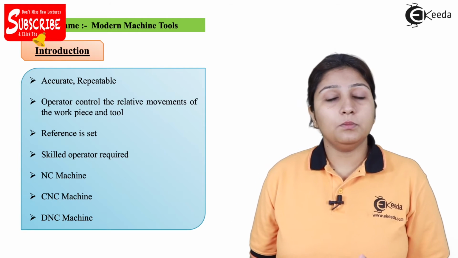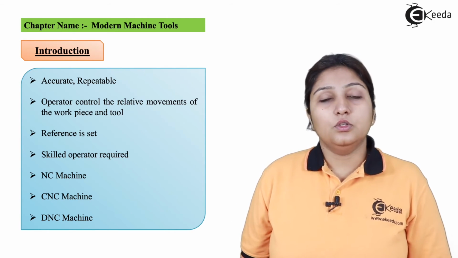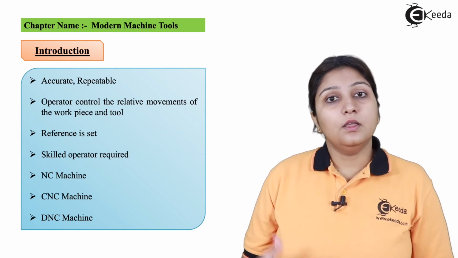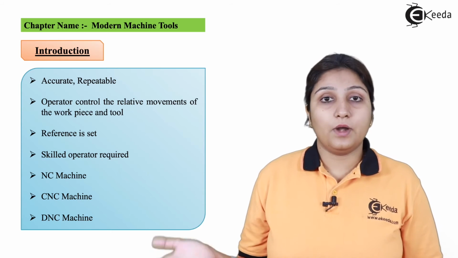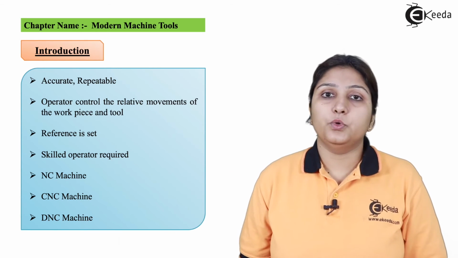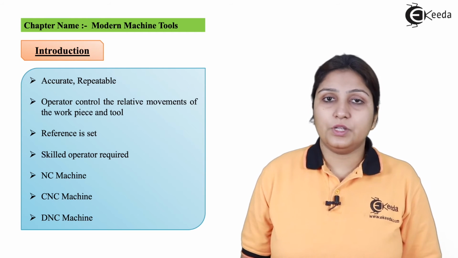There are certain modern machine tools which are NC, CNC and DNC machine tools. NC is the basic machine, while DNC and CNC are higher level machines. There you need programming and a centralized computer arrangement. So all these are a part of modern machining.